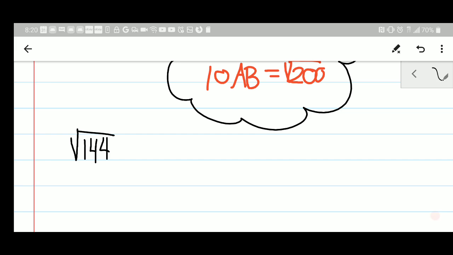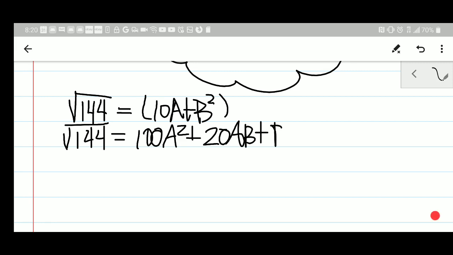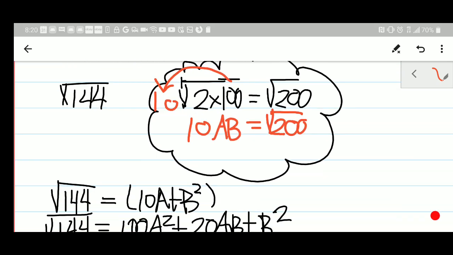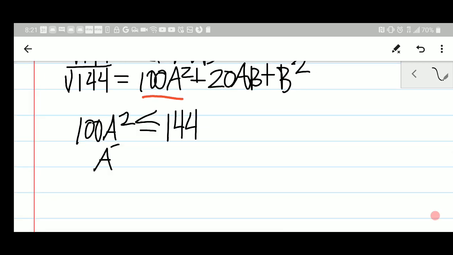Square root of 144. That equals (10A plus B) squared. And if you know how to square a binomial, you would get 100A squared plus 20AB plus B squared. Now let's focus just on this term here. That's the term in the box. Remember, that's just this right here. So if we do that, we can say 100A squared is less than or equal to 144. Okay, you do the algebra. A squared has to be less than or equal to 1.44.